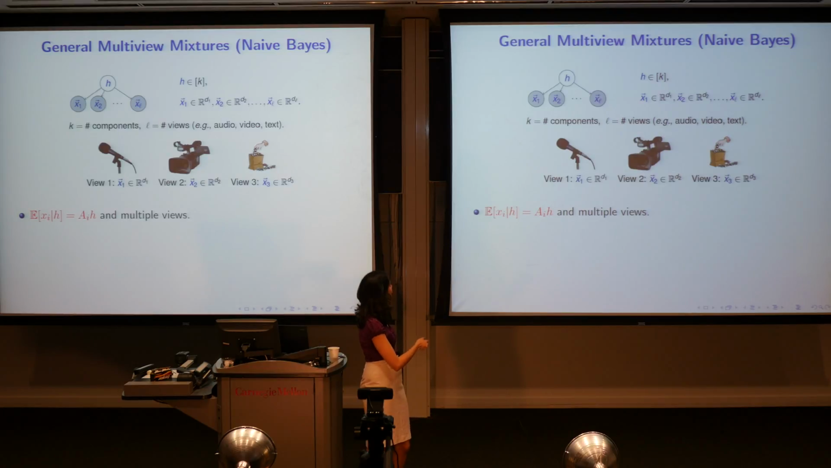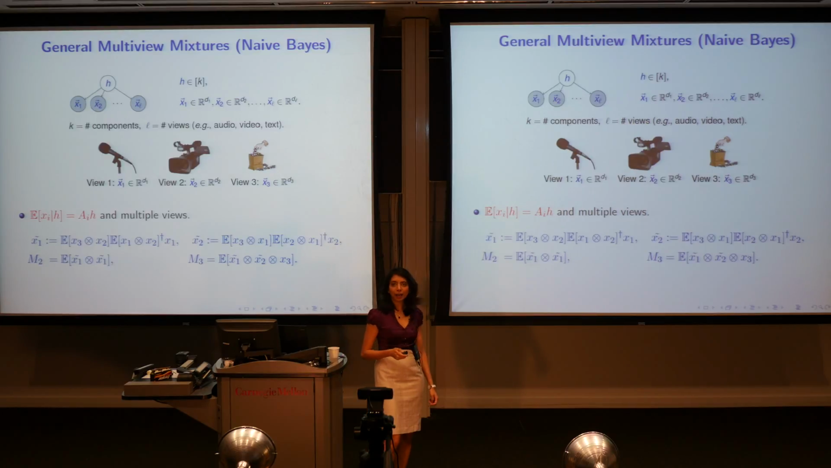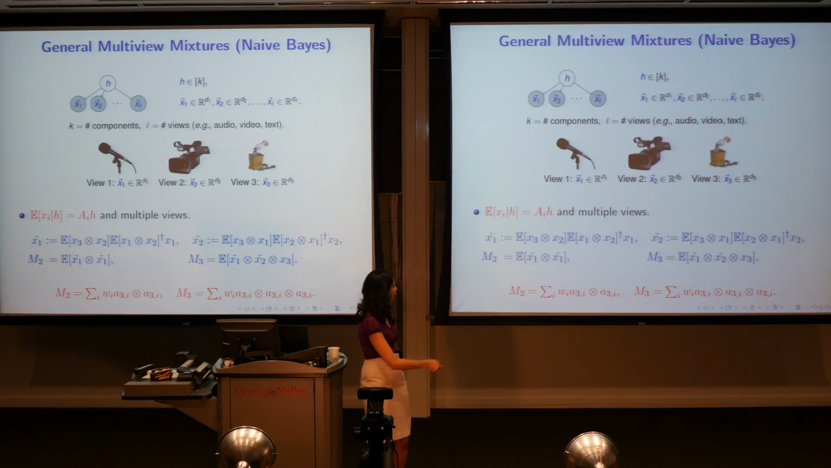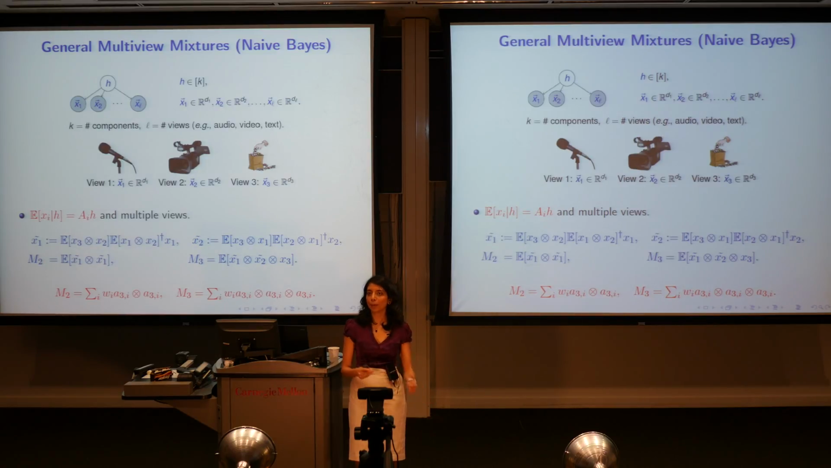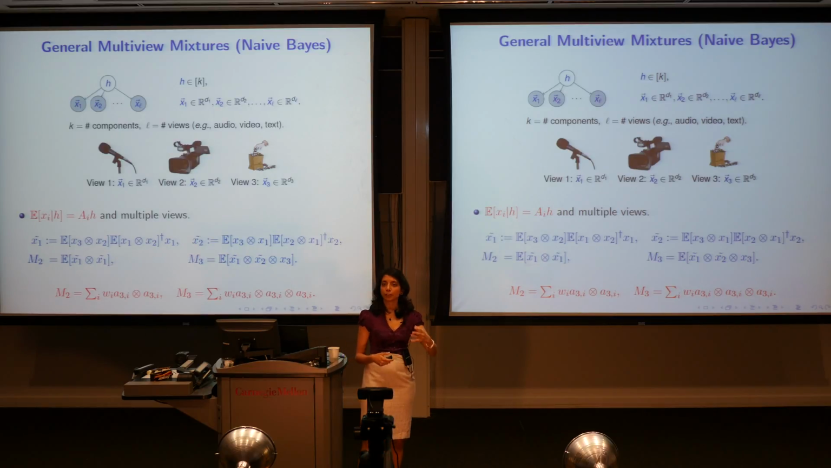And so what we can do for this naive Bayes model, as long as I have this linear model for each of the views, is in fact just slightly modify the moments and get the exact same form. If I didn't do the modification, what I would get for these second and third order moments would be asymmetric forms, because I have this conditional distribution given the hidden variable be different for different views.